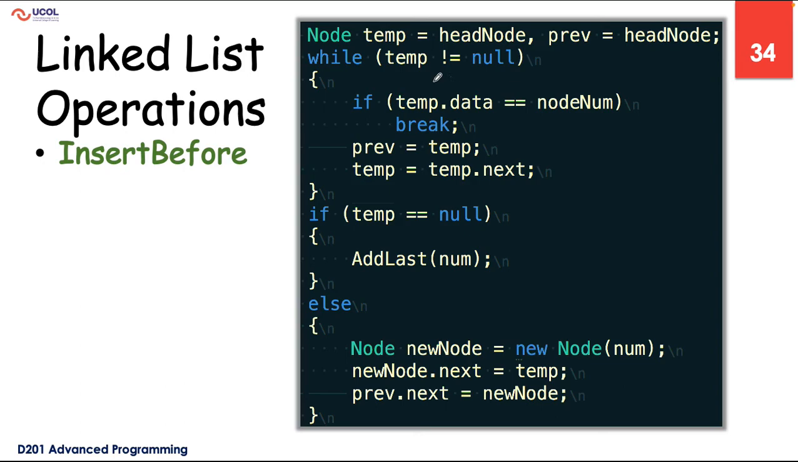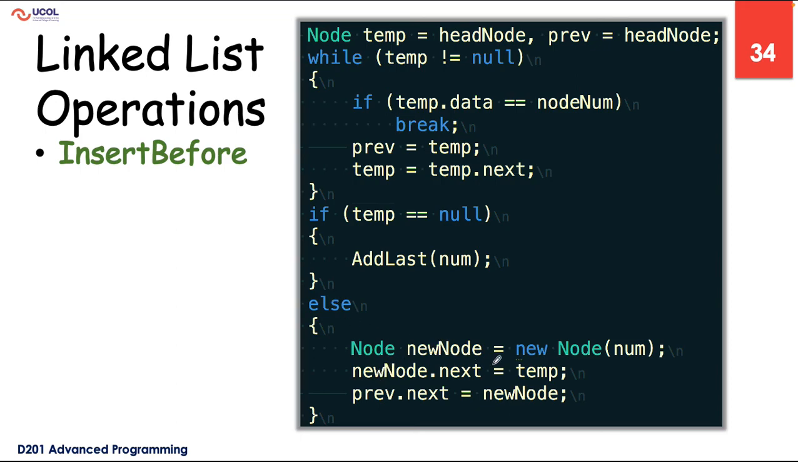Again, we say while temp is not equal to null, if temp dot data is double equal to node num, then break. Otherwise, previous is equal to temp and temp is equal to temp dot next. We are moving the temp to the next and the previous will become the temp. So we have the pointer on the previous node as well as the actual node that we are looking for. And then if temp is double equal to null, we are adding at the last one. The reason is that the temp has become null and we are unable to find this particular node number which we are looking for. It means that we need to add at the last one.